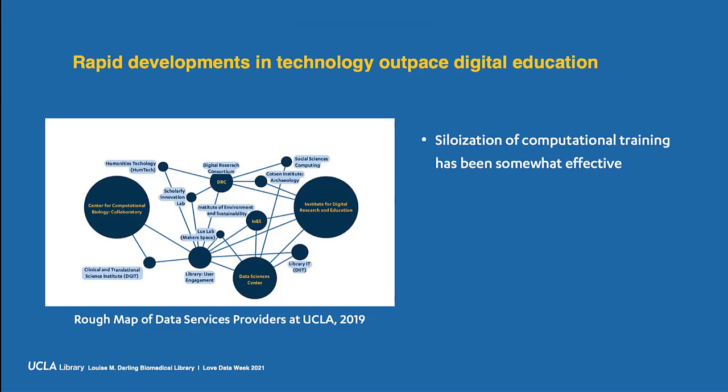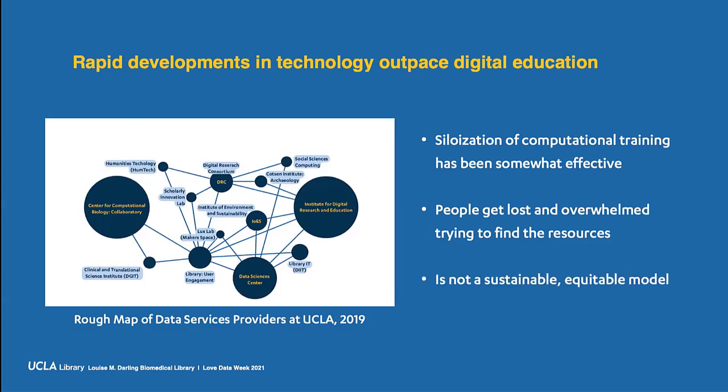So even though in this case siloization of computational training has been effective for some, navigating this set of resources is really, really complicated and people get easily overwhelmed. And so it's not a very sustainable and equitable model. And just to point out what we're looking at here, each of these dots represents a group, literally a group of service providers that have different scales of influence over the data literacy training that happens at our institution. So it's a lot, and navigating that as a researcher and as a student is really, really overwhelming.